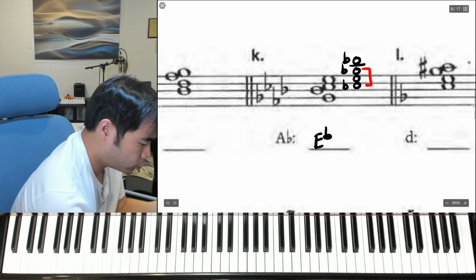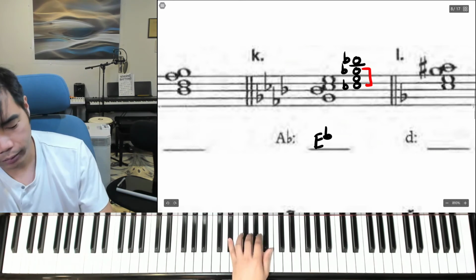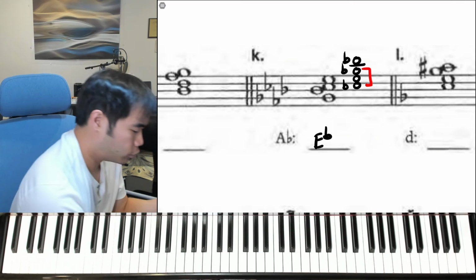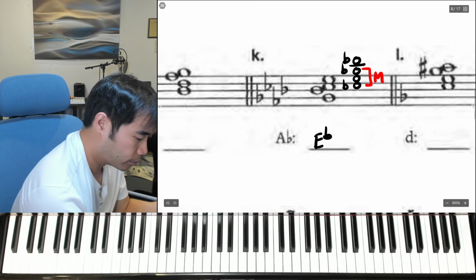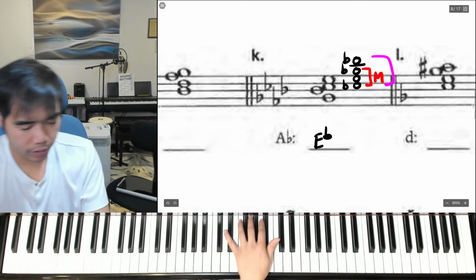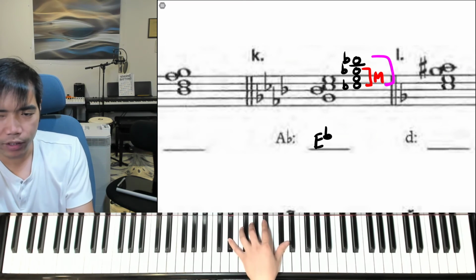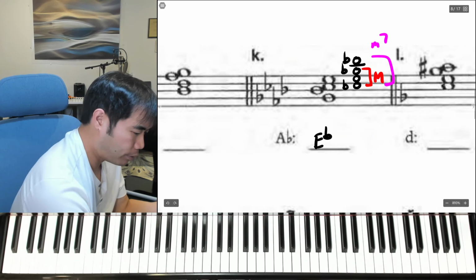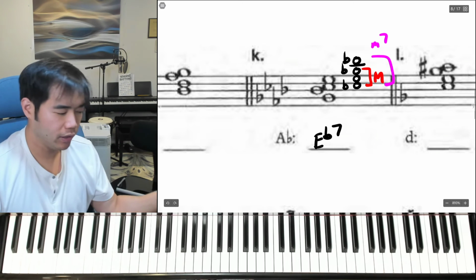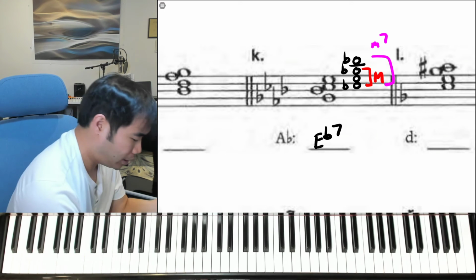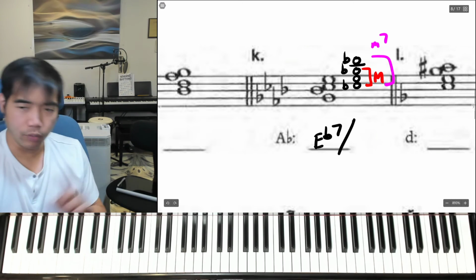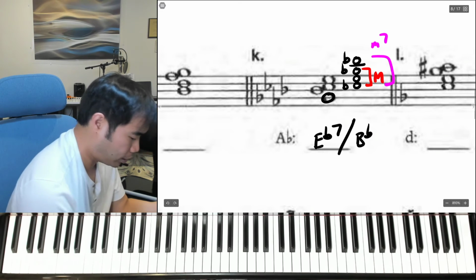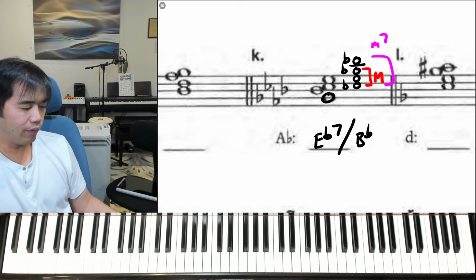Next, determine the triad. E flat, G, B flat. 1, 2, 3, 4. 1, 2, 3. Major triad. Determine the seventh. E flat, D flat. That's a whole step below the octave. It's a minor seventh, which means we have a plain old E flat 7, but it is inverted, so we need to indicate the bass note. E flat 7 over the bass note, which is B flat. This note right over here. E flat 7 over B flat.